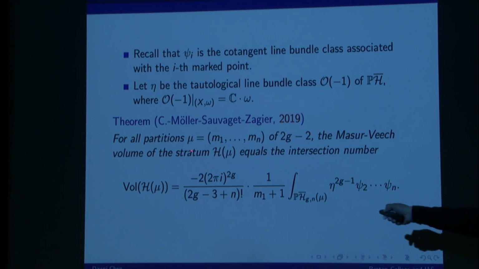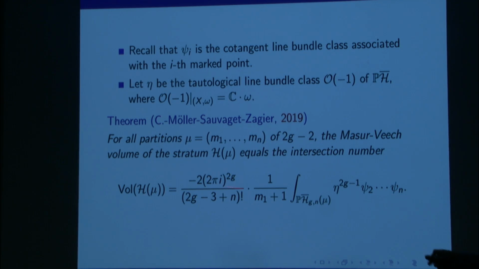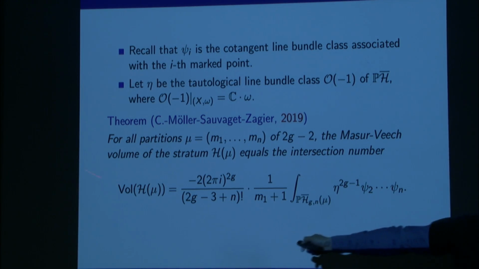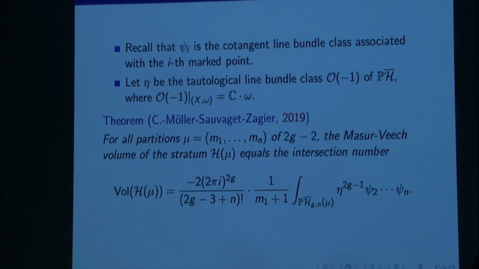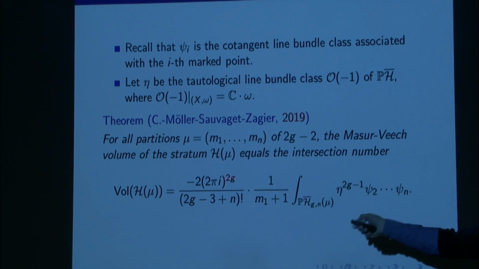So for any zero type omega, which is a partition of 2g minus 2 with n zeros, the volume of the strata I just introduced in the previous slides can be computed by the following intersection number. It looks complicated, but let me explain to make sure at least the formula is readable. The left-hand side is nothing but the volume of the stratum I want to compute. Okay? So let's just focus on the right-hand side.